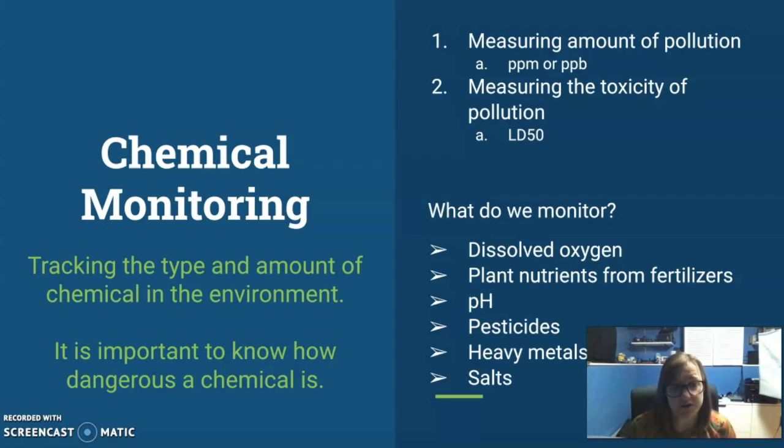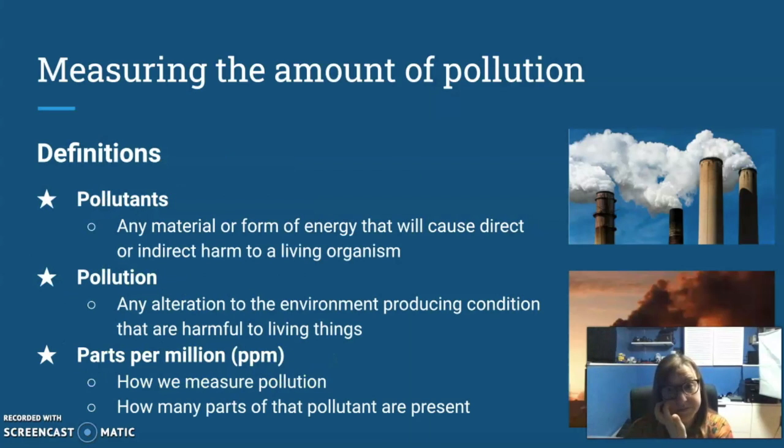And then what do we actually monitor? We monitor dissolved oxygen, plant nutrients from fertilizers, pH, pesticides, heavy metals, and salts. So if we're looking at the amount of pollution, first of all, you need to know what pollution is. A pollutant is anything that directly or indirectly harms a living thing. Pollution is an alteration to the environment that produces a condition that's harmful to living things. And parts per million is how you measure the pollution, so how many parts of that pollutant are present.